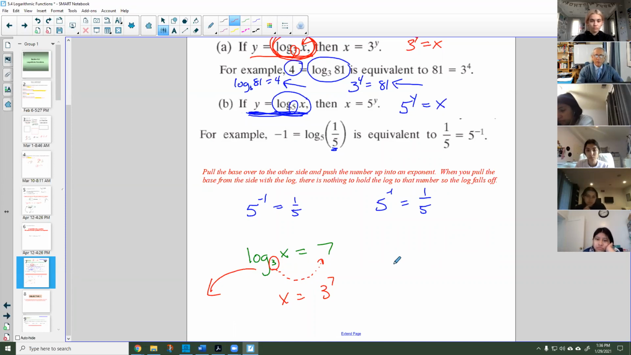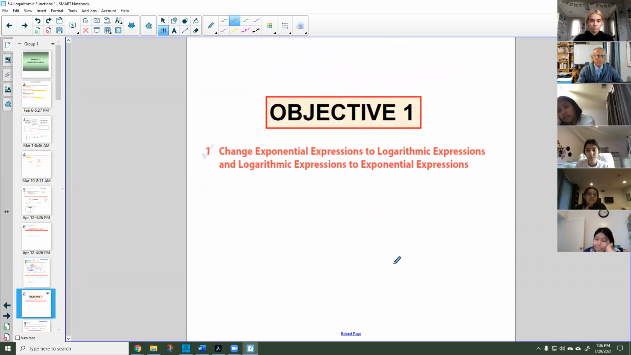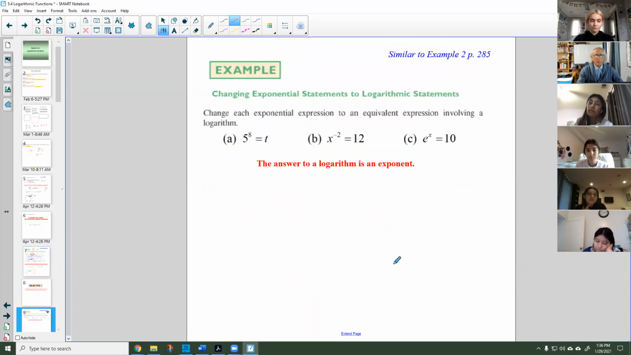All right, so let's actually do some problems here. Remember, the answer to a logarithm is an exponent. So these are all in exponential form. There is no log. If there's a logarithm, it's going to say log. So if you don't see log, there is no logarithm. I want to change these into logarithmic form. These are exponential expressions, and I can change them into logarithms.